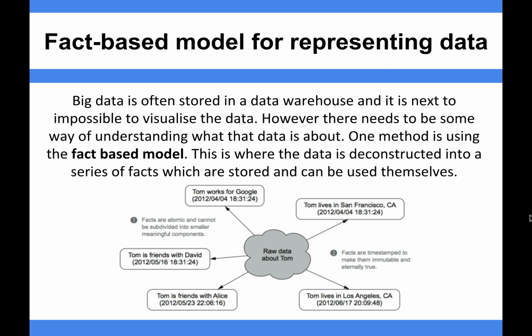Now, having them time stamped is quite important because otherwise facts could clash with each other. Both Tom living in San Francisco and Tom living in Los Angeles could be true, but obviously if they weren't time stamped, they would seem contradictory, and you probably wouldn't believe in the data set. But with them being time stamped, you can obviously move to different locations at different times. So timestamps are quite important because otherwise facts could be deemed to clash with each other. But yeah, this fact-based model is one way of visualizing a huge data set.